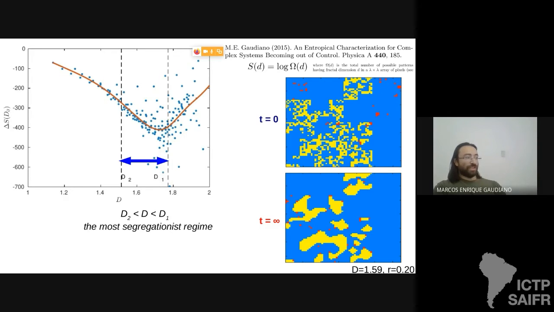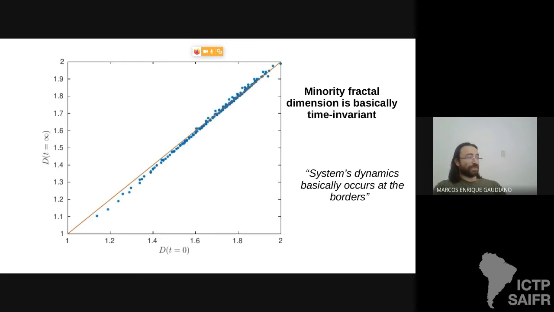We can see how the initial and final configuration look very different at a glance. It naturally implies evolution. The system behaves in the most segregationist way because many agents have to move. In other words, there is low tolerance. In the former plot, it was actually computed the entropy of the borders of the minority patterns.